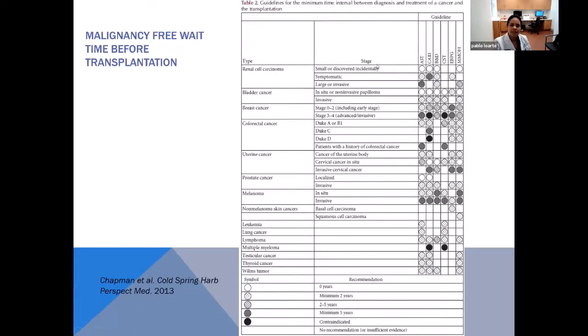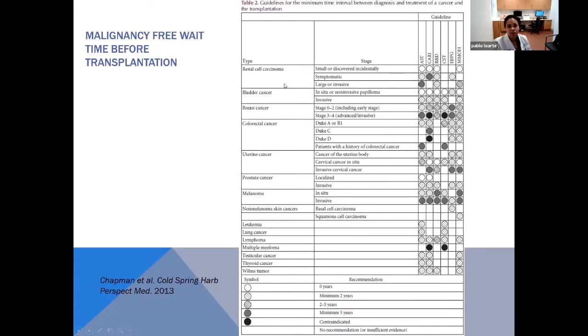So when it comes to malignancy, for most cancers, patients have to wait somewhere between 2 to 5 years, depending on the cancer type. If a patient is found to have an incidental renal cell carcinoma, for instance, we often do a CAT scan just to look at the anatomy and the vessels of the patient. If we identify a small lesion that is unilateral in one kidney, small, and the patient didn't have any symptoms, those patients do not need to wait at all for transplant. They can proceed with transplant without any wait time.